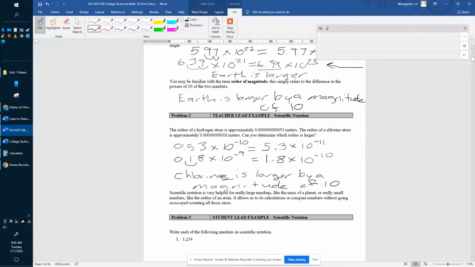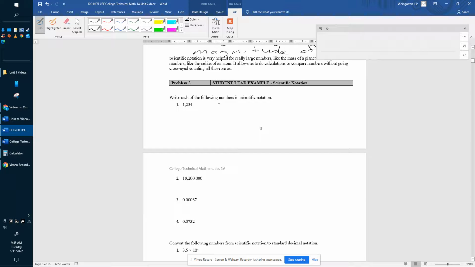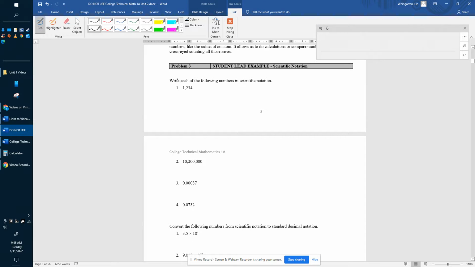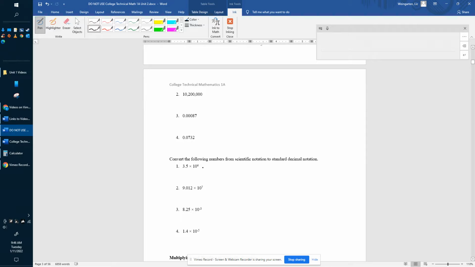Scientific notation is very helpful for really large numbers and really small numbers. So that's the main reason that we're learning this. In your programs and in your future careers, you may be dealing with really large or really small numbers, and it may be more convenient to look at them in scientific notation. So I'm going to have you all work on problem 3, converting each of these numbers to scientific notation and from scientific notation to our standard decimal notation. So I will see you next video.